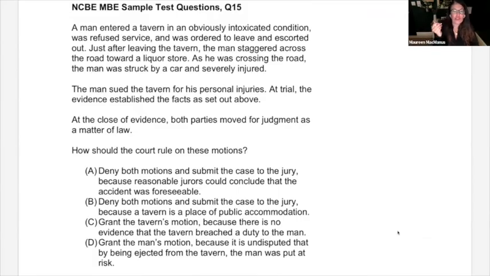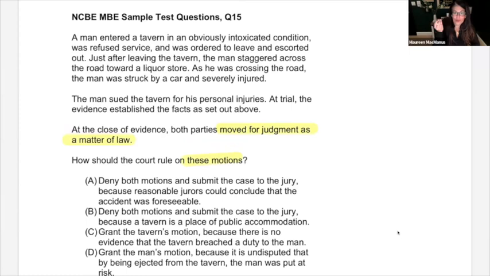So how should the court rule on these motions? Look directly above, because again it says, how should the court rule on these motions? I want to know what the motions are. So we look above, and it's a motion for JMOL. Both parties move for JMOL. So you want to be thinking about what the standard for that is, and the standard for a JMOL is that no reasonable jury could find for the non-moving party. So that's what we want to look for: does the evidence support that?